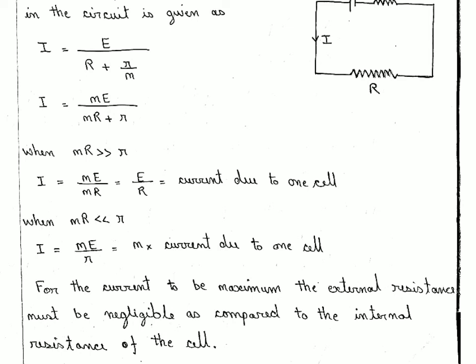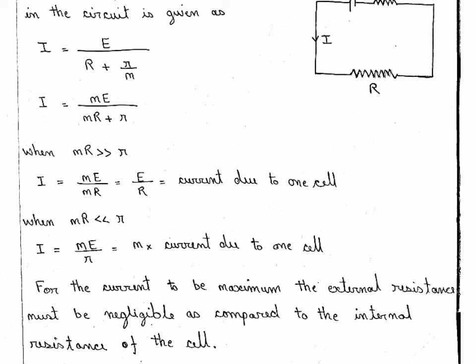Then again here also we have two cases. One is when the external resistance R is much larger than the internal resistance r, and in that case we neglect the internal resistance r, so we have I equal to mE divided by mR, and m cancels, so we have E by R. So again here we have E, which is the EMF of one cell, divided by the external resistance. So this will give you the current due to one cell.